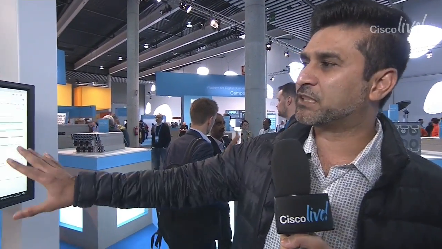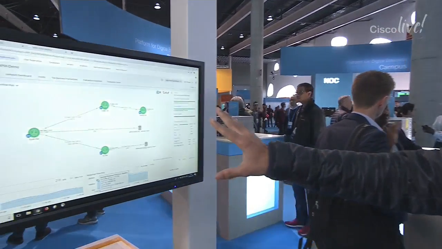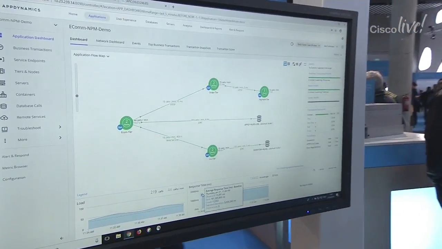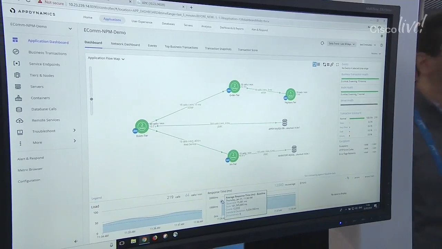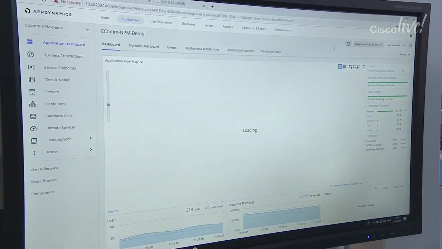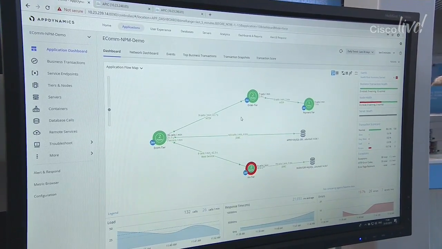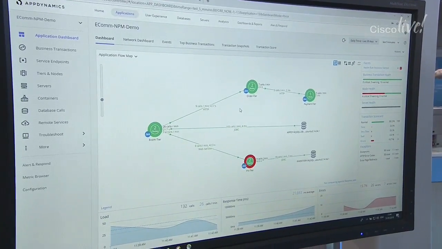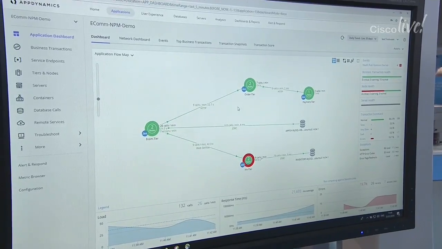Let's go to the demo pod. So here I have a sample application. It's an e-commerce bookstore application, and AppDynamics automatically lays out all the dependencies of that bookstore application. And for the application operator, if there are any issues happening, for example, the inventory tier started to go red, which means that there is something wrong happening on the inventory tier.